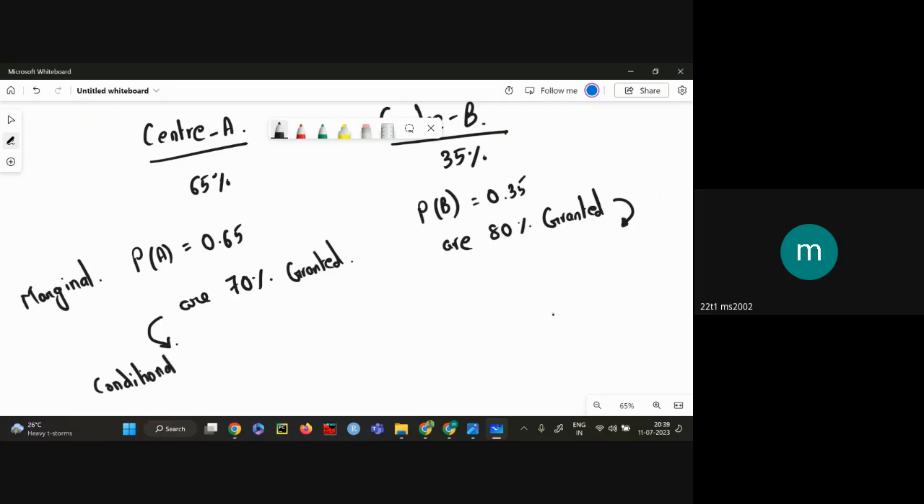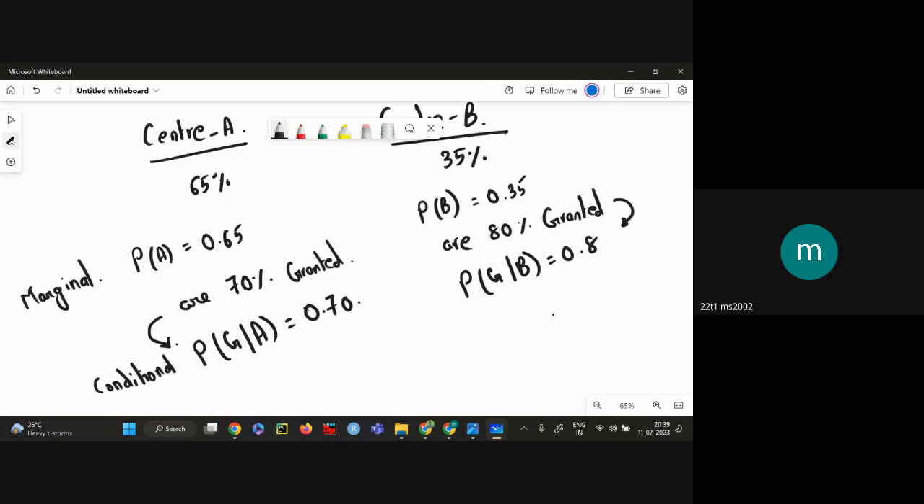So this is the conditional probability that I will get granted a visa if I apply from A, that is going to be 70%. And similarly, the conditional probability that I will be granted a visa if I apply from B is 80%. This is the information that is being given to you. All right? Everyone with me so far? This is a conditional probability.